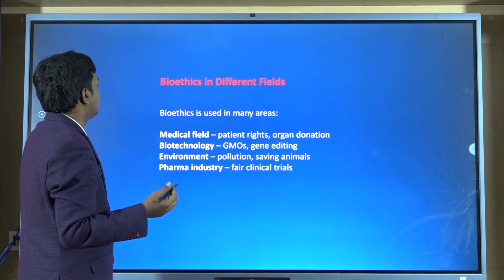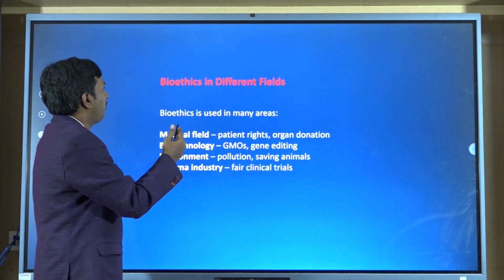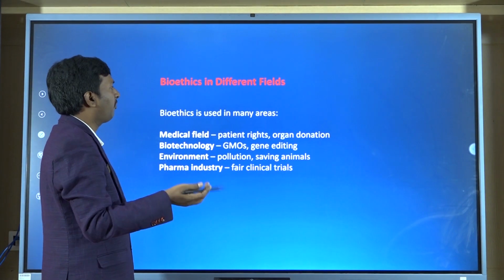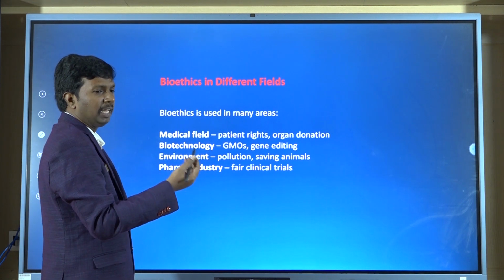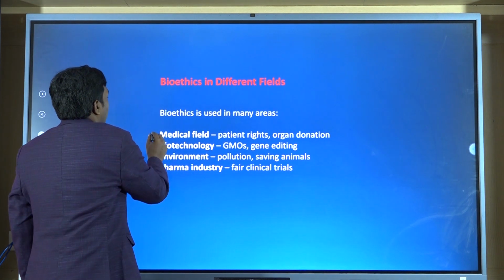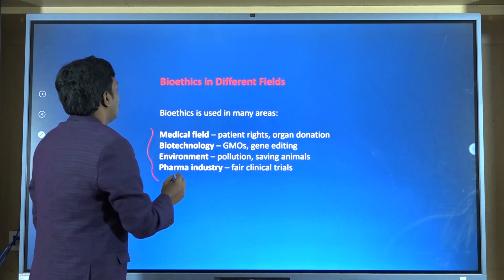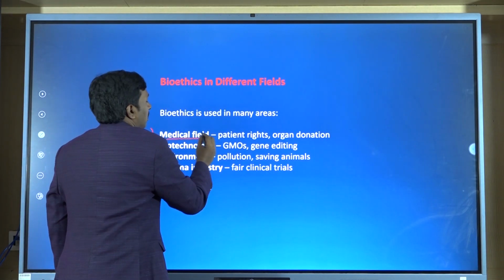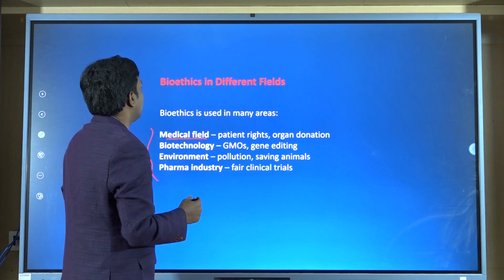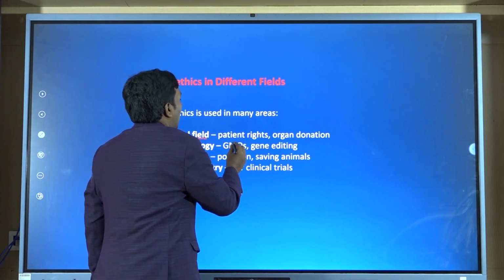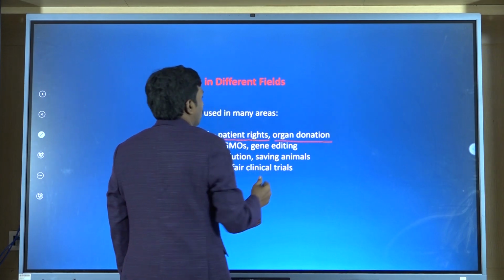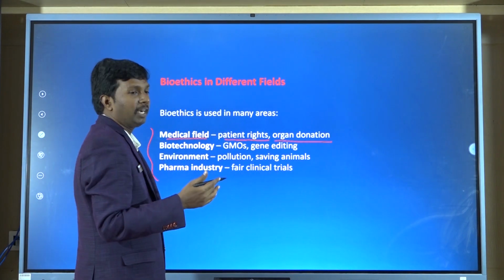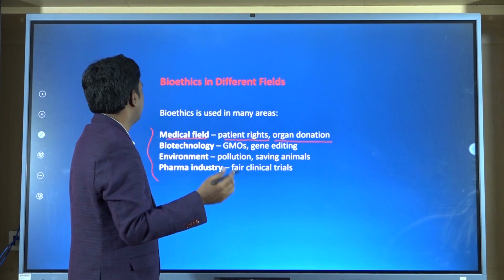Bioethics in different fields. We can use bioethics in different fields, like different professions. I already gave some previous examples, and here also I am giving different fields. First one is the medical field. In the medical field, bioethics is related to patients' rights, and organ donation is important. So organ donation and patient rights are related to bioethics.